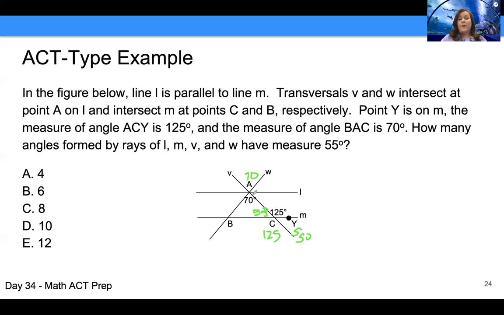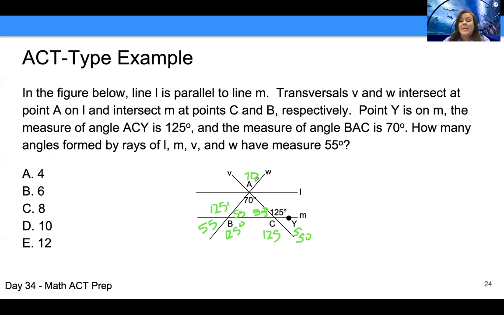Here I can do the triangle angle sum theorem. 70 plus 55 gives me 125, and the three of them should add up to 180. So I know this one's 55. Vertical angles. Linear pair here, I determine these are 125, 125.